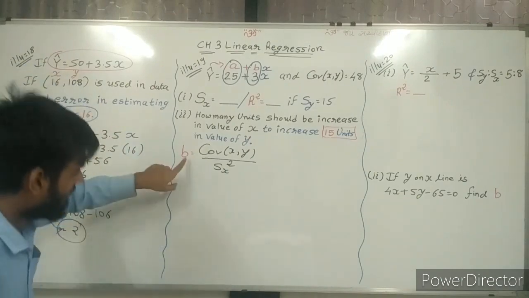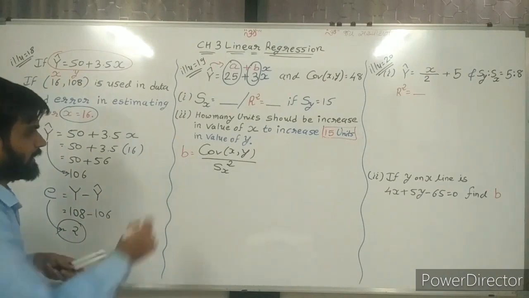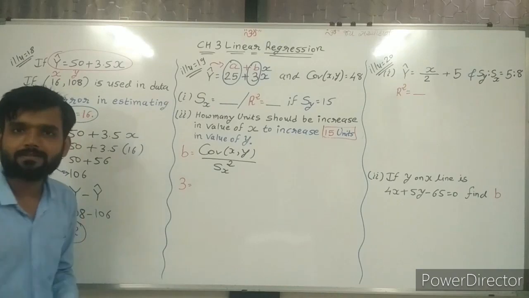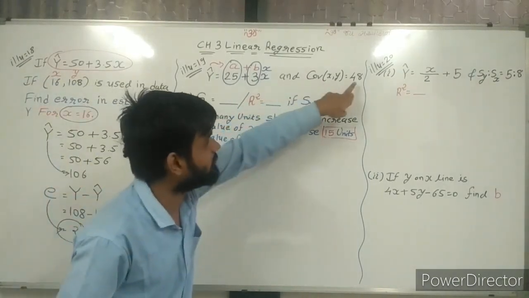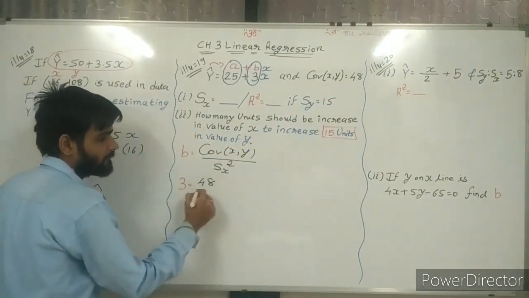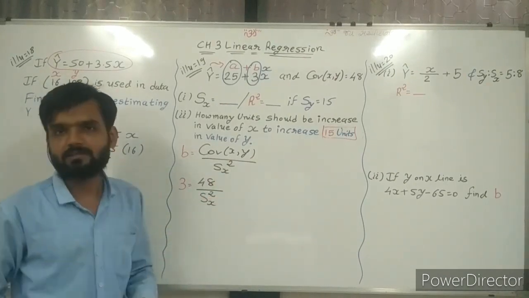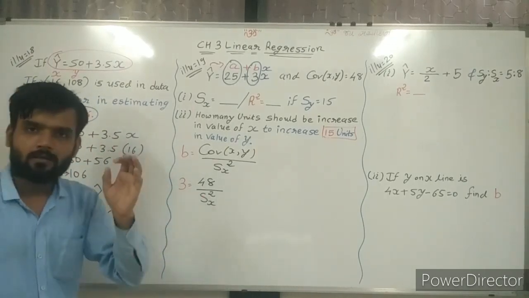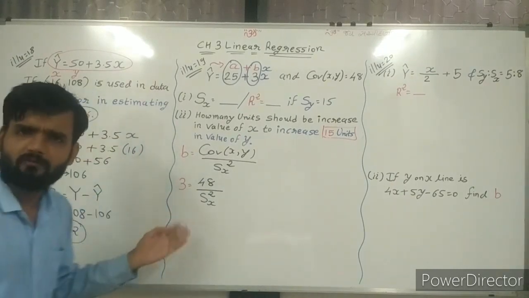Now think, sir, we have the value of b. Yes, b is equal to 3. So in place of b, write down 3. Covariance of xy, that also we know, covariance of xy is equal to 48. So write down 48 and sx square as it is. Now, only one value is missing, so that we can find by mathematical way.